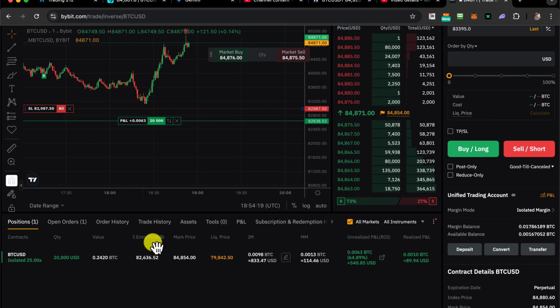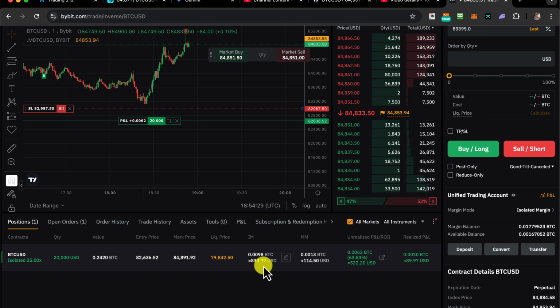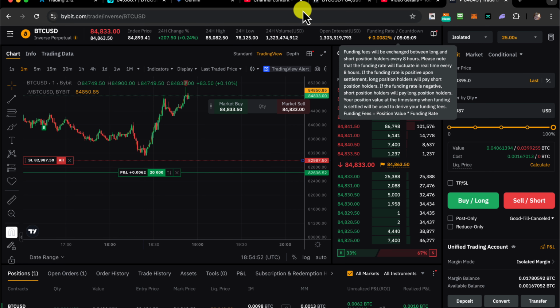So you can see at the moment the position size here is $20,000. I'm trading with a margin of $833, but I'm using 25x leverage, which is why the position size is large like that. And if I want to add to the position, I've got a position size of $3,387. That's with the leverage, obviously. So let's have a look to see what happens.